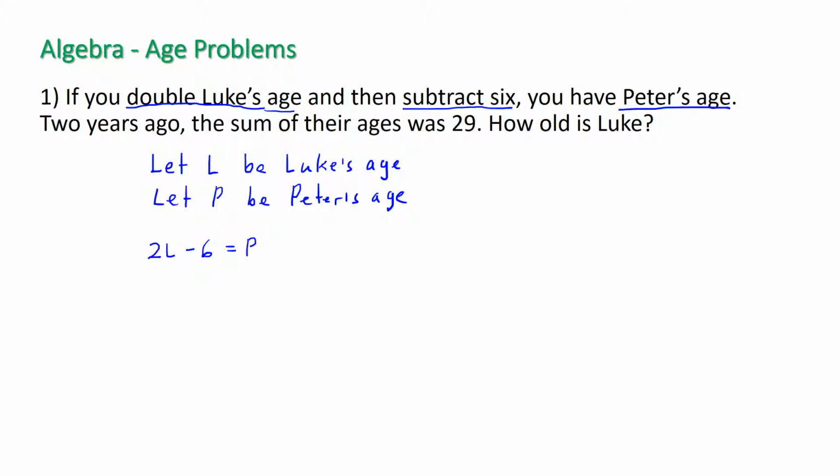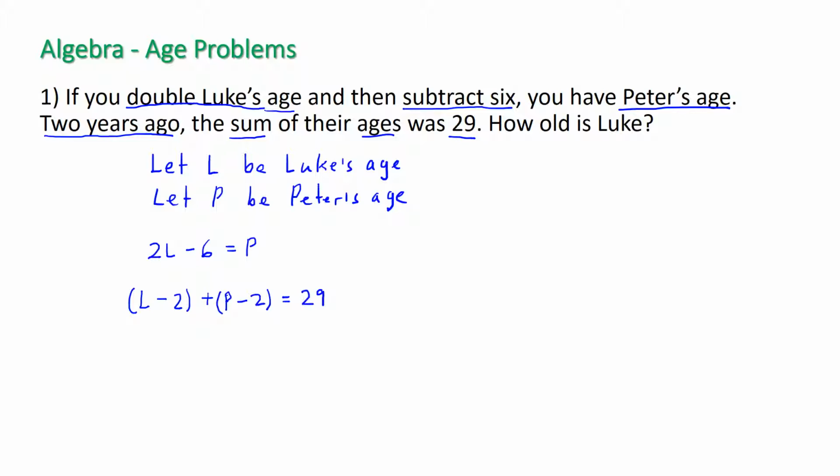So then the second statement, it says 2 years ago, the sum of their ages was 29. Okay? So L and P, they represent their current ages. So then what we're going to have to do is take Luke's age, subtract 2 from it because it was 2 years ago, and then add Peter's age, so we have to also subtract 2 from Peter's age. Okay? And that's going to equal 29.